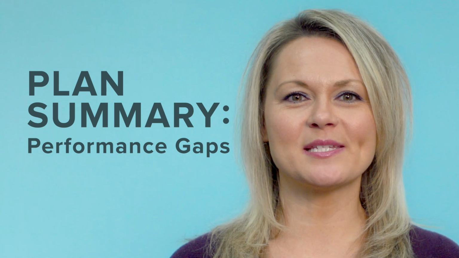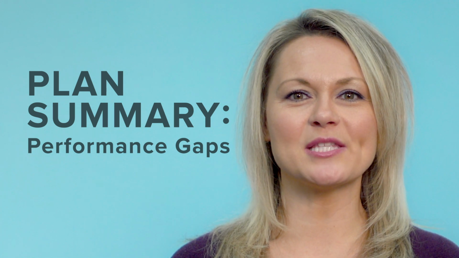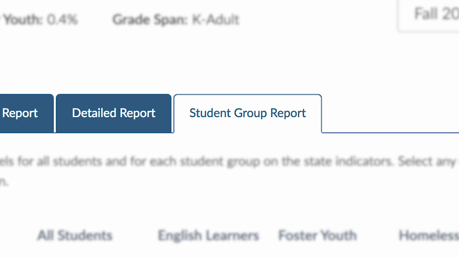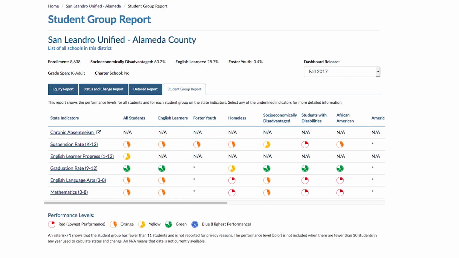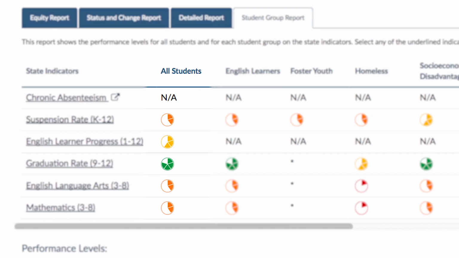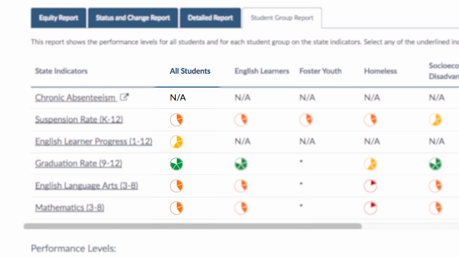In this part of the plan summary, an LEA addresses gaps in student performance. At a minimum, an LEA must address the performance gaps between student groups as reported on the California School Dashboard. After clicking on the Student Group Report tab of the dashboard, you will see student groups organized into columns with the all students performance levels placed first on the left-hand side.